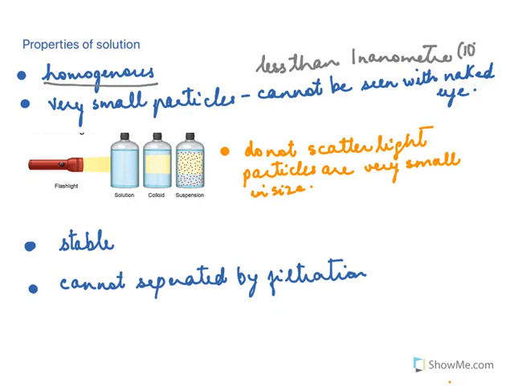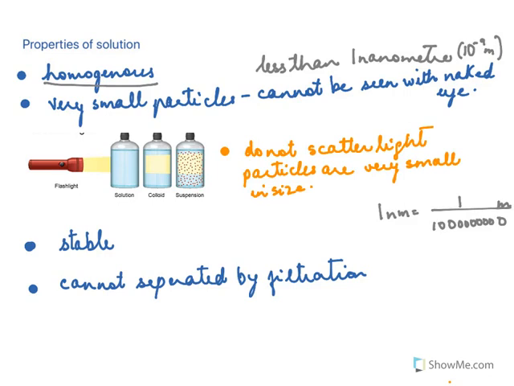A nanometer is a unit where 1 nanometer is 10 raised to the power of minus 9 meters. I'll just write it here: 1 nanometer is 1 over 1 followed by 9 zeros meters. It's a small quantity used to measure atoms and molecules, which are very small. And the particles of a solution are less than a nanometer.